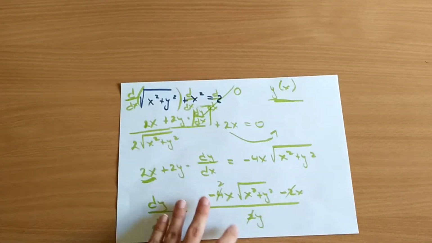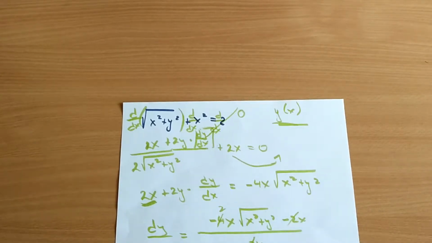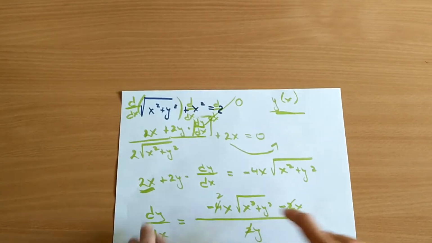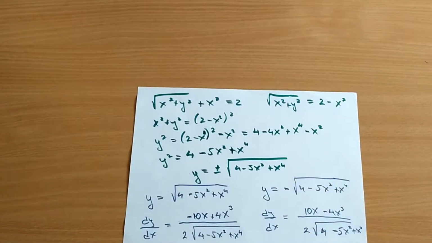And today we're going to prove that if we express y in terms of x and then find the derivative dy with respect to x, we're going to get the same equation as this. Okay, so here I have done that.